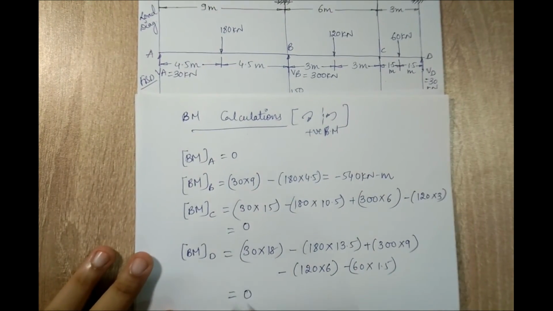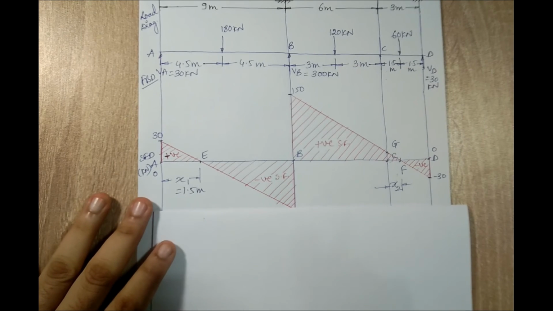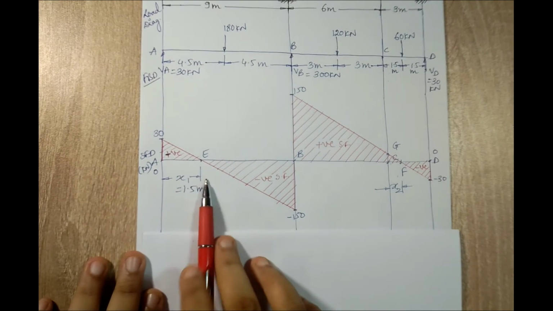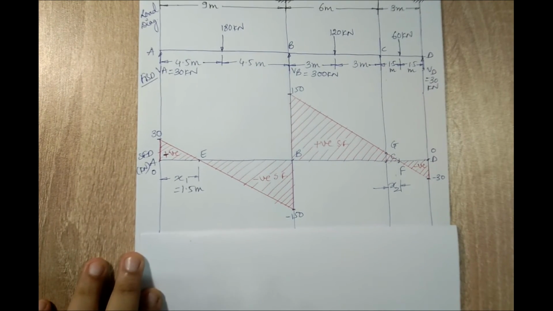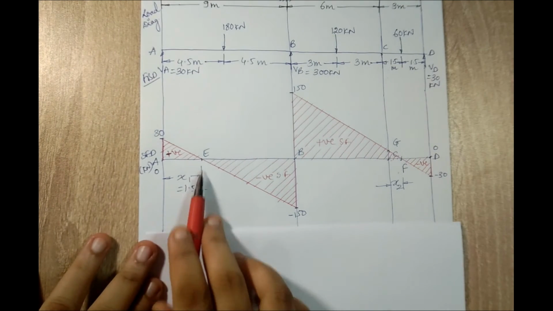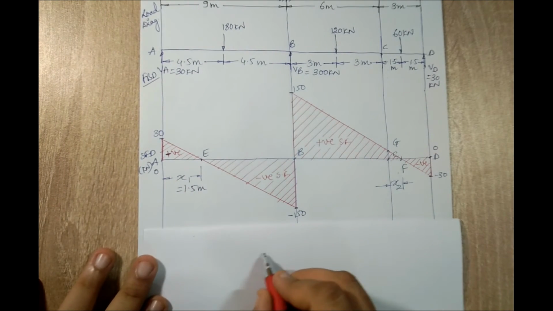I get the value as 0. After this, I'll calculate two more bending moments. One will be at point E and the other will be at point F. So first I'll start with this point E. I'll draw the A to E portion.